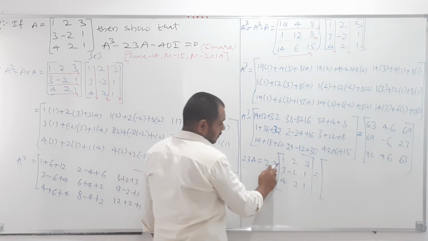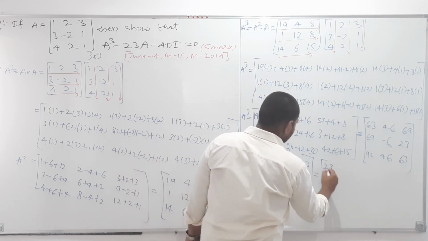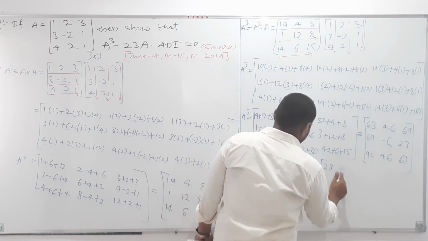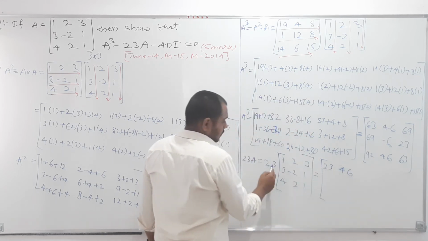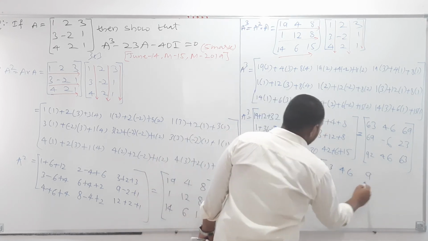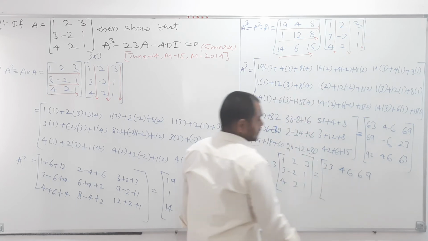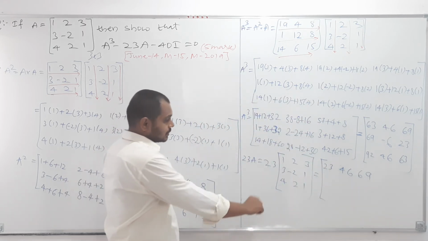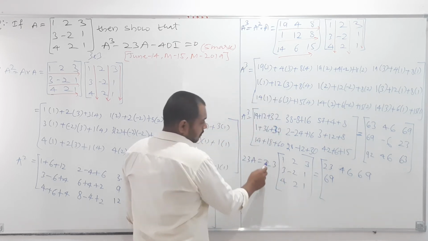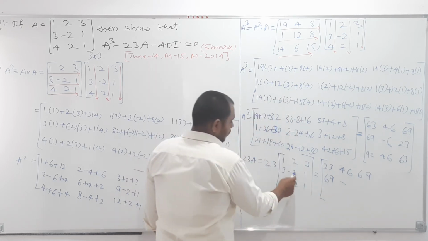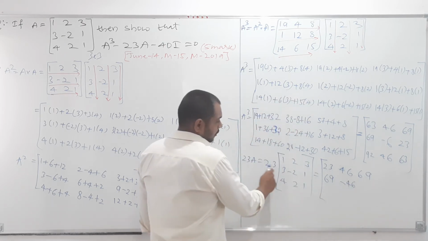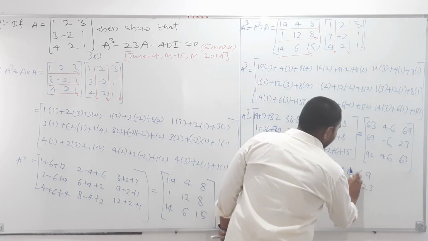So therefore that is equals to 23 into 1 is, my dear students, 23. 2 3s are 6, 2 2s are 46. Next, 3 3s are 9, 3 2s are 6, 69. Clear? Plus minus, minus 2 3s are 6, 2 2s are 4, minus 46. 23 into 1 is 23.